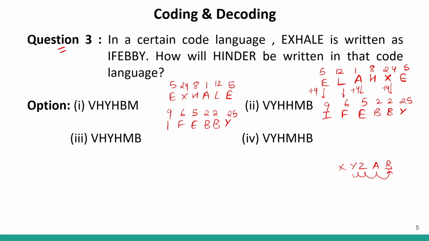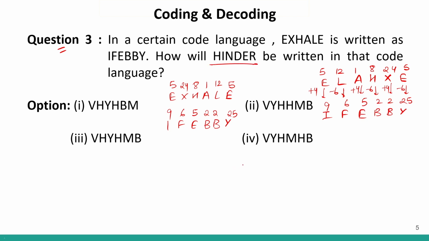And over here this is minus 6. H to B is also minus 6 and this is also minus 6. A, B, C, D, E. So minus 6 from E: 1, 2, 3, 4, 5, 6. I will go back to Y. So this is also minus 6. So now I have understood the pattern. So we'll do the same pattern for Hinder.